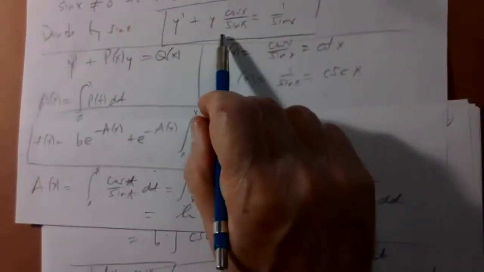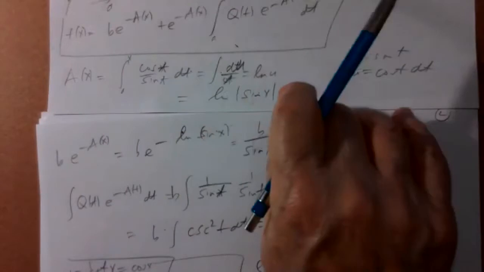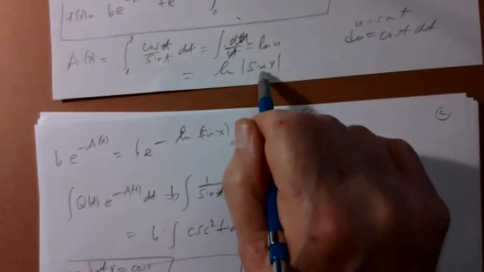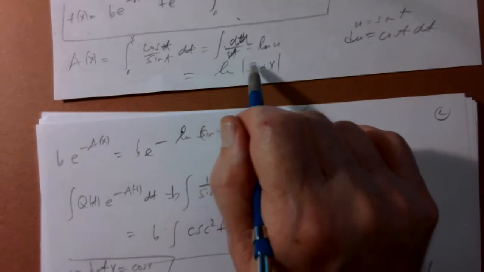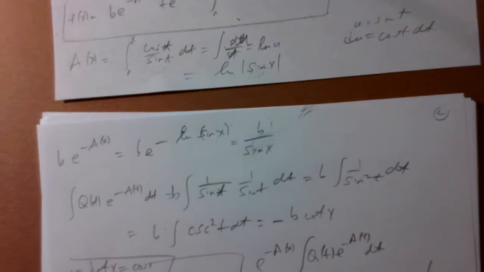This is my differential equation. y prime plus the cotangent times y equals the cosecant. So P of x is the cotangent. Q of x is the cosecant. If I integrate, e to the minus ax is the log of the sine. E to that is sine, so I get 1 over the sine, or the cosecant. This is b over the sine of x.